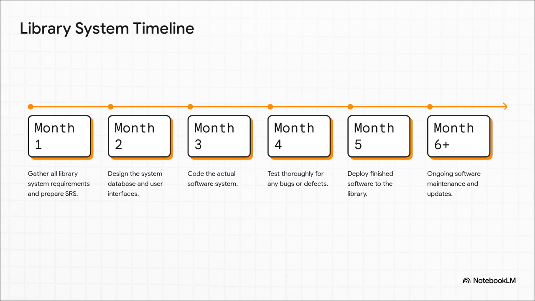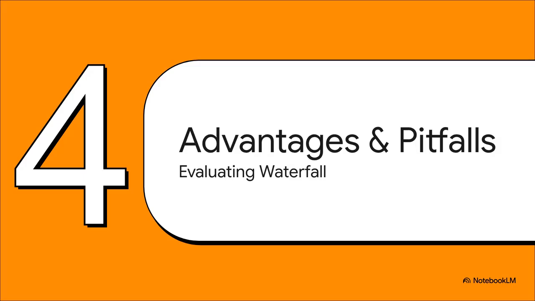But here's the catch. If you are deep in month 3 coding, and suddenly the head librarian decides they absolutely need an integrated coffee shop checkout feature, well, you've got a major disaster on your hands. Why? Because month 1 is completely sealed off, no going back. Which leads us nicely into Section 4, Advantages and Pitfalls.